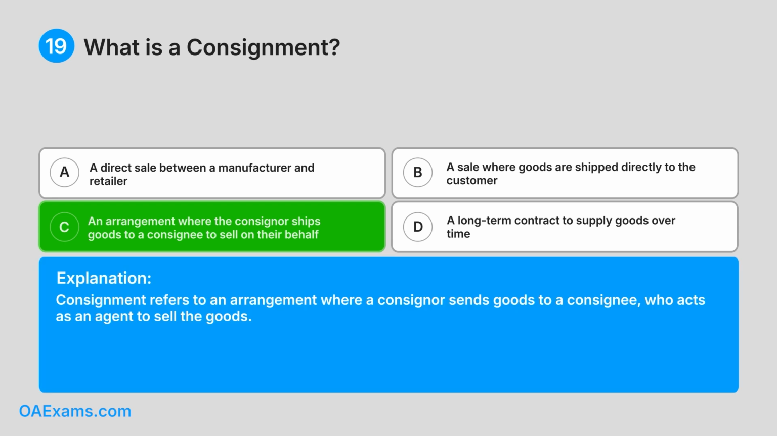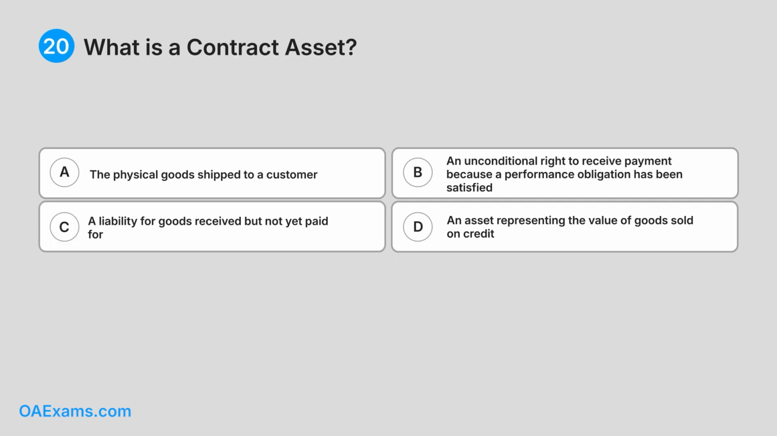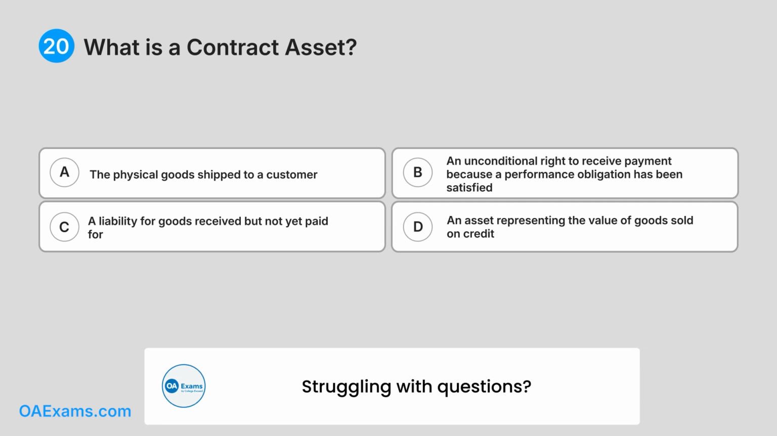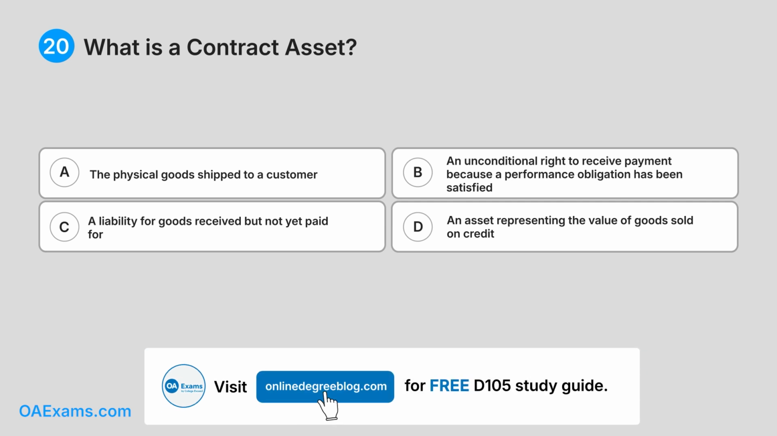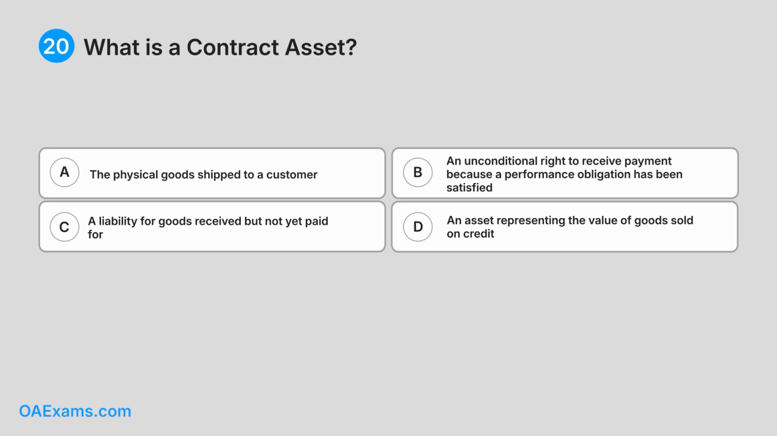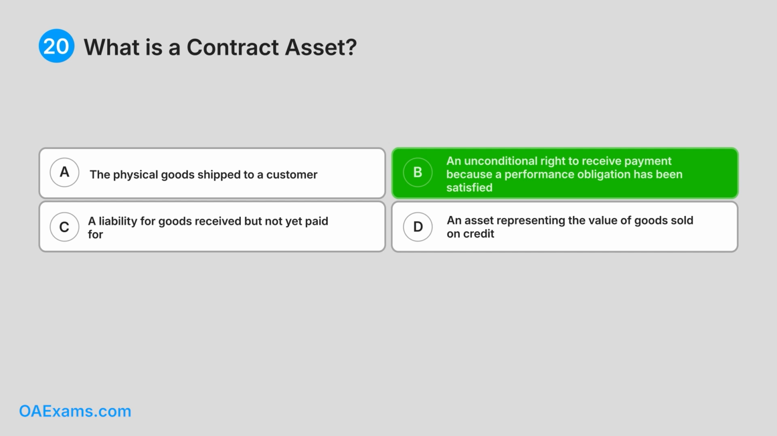Explanation. Consignment refers to an arrangement where a consignor sends goods to a consignee who acts as an agent to sell the goods. 20. What is a contract asset? A. The physical goods shipped to a customer. B. An unconditional right to receive payment because a performance obligation has been satisfied. C. A liability for goods received but not yet paid for. D. An asset representing the value of goods sold on credit. Do you know the answer? Correct answer. B. An unconditional right to receive payment because a performance obligation has been satisfied.